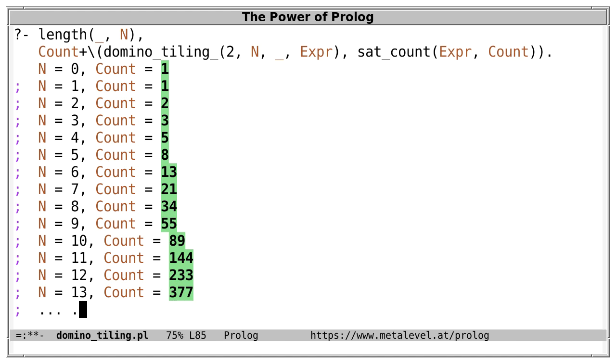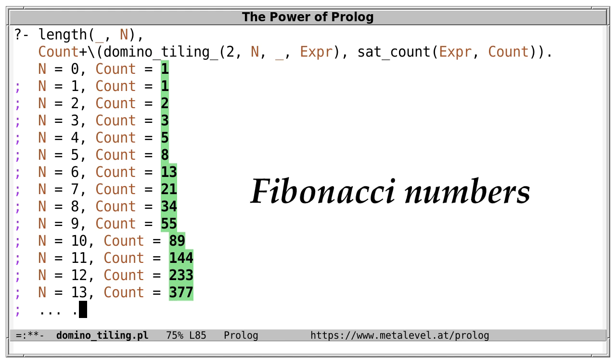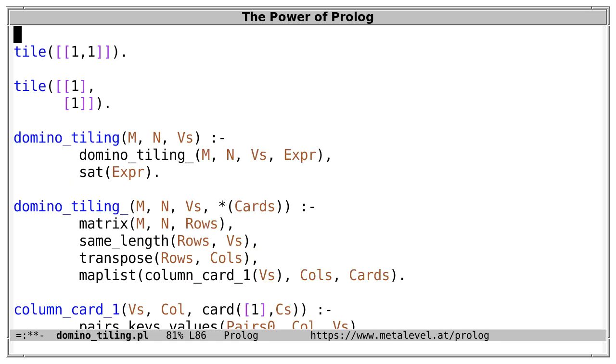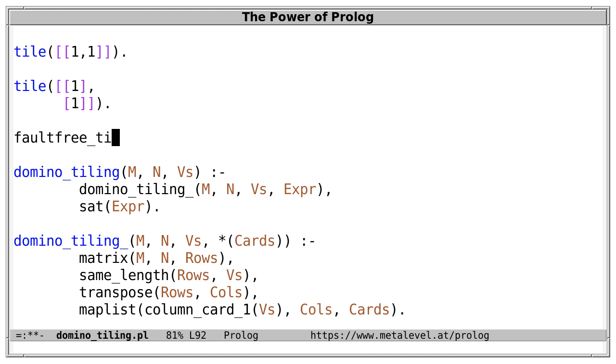And what occurs here is a very famous sequence of numbers called the Fibonacci sequence, consisting of the Fibonacci numbers, which appear here as the number of domino tilings of a 2xn chessboard. And we can also use our program to solve variations of the task, such as describing fault-free tilings.